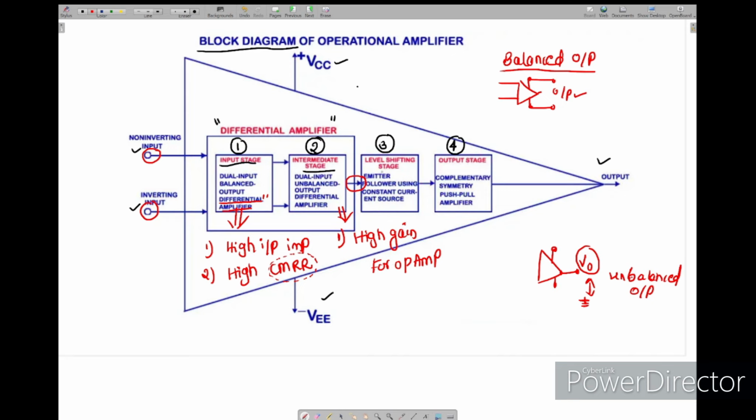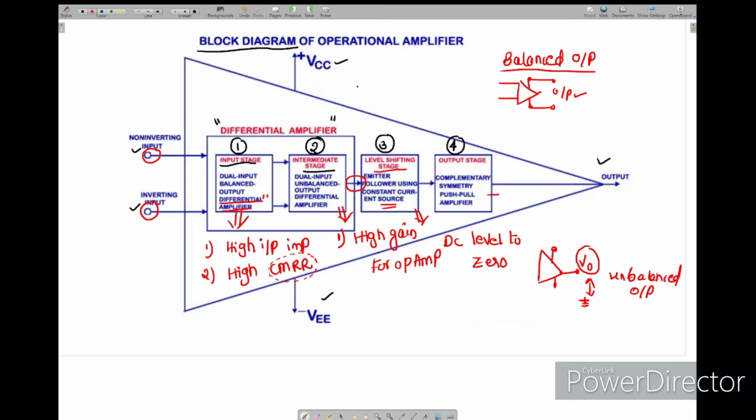The third stage is level shifting. This level shifting stage is nothing but an emitter follower using a constant current source. Its responsibility is to bring the DC level to 0. If you see the configuration of each stage, they are directly coupled. Because of direct coupling, we get a DC level up to this stage. To make the DC level 0, we use the level shifting stage.